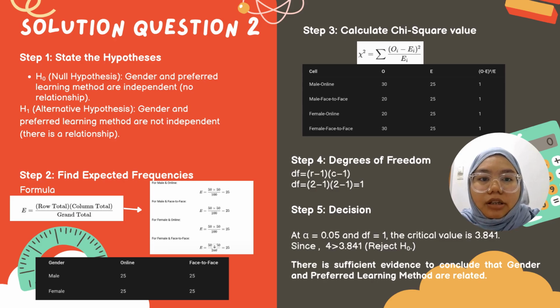Okay, the first step is to state the hypotheses. The null hypothesis is that there is no relationship between gender and preferred learning method. In other words, the variables are independent. The alternative hypothesis H1 is that there is a relationship between gender and preferred learning method.